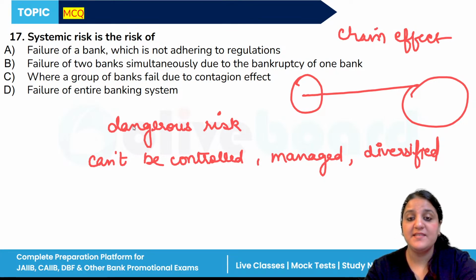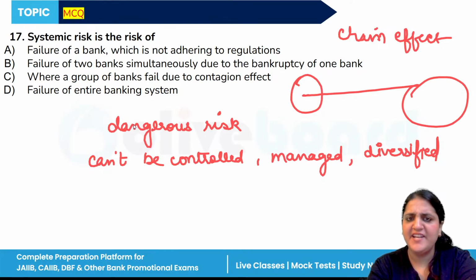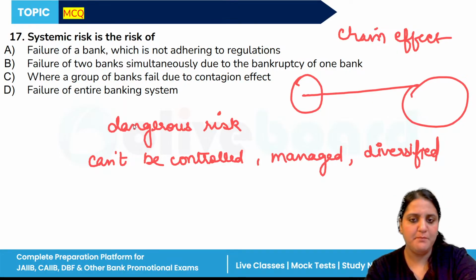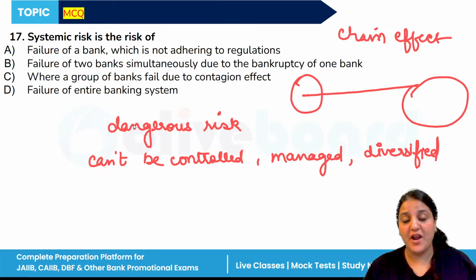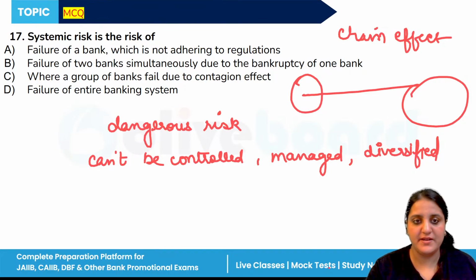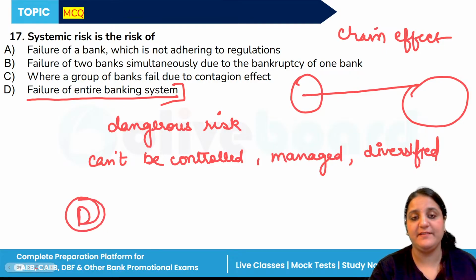So systemic risk basically occurs when the failure of one bank or financial institution triggers failures in others that affect the entire financial system. It is completely different from individual or isolated bank failures. The 2008 global financial crisis started with the collapse of Lehman Brothers, but caused a whole worldwide banking crisis. That is systemic risk. And systemic risk is generally failure of the entire banking system. Option D is correct.